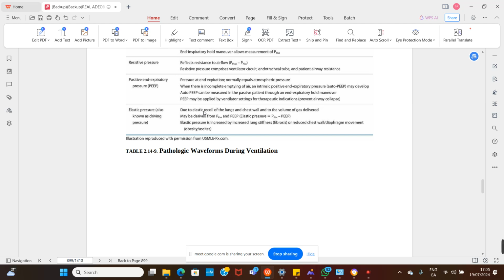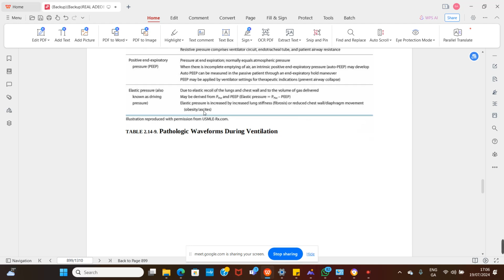So what happens to surfactant in ARDS? It's lost, washed out. What happens to surface tension? It is increased. So surface tension is synonymous to which other pressure? The elastic pressure. So if there's increased elastic pressure, what do you think is going to happen to that lung? Is it going to expand or collapse? It will collapse. So what do you think is going to happen to compliance? If something is collapsing, is it going to be compliant? No, it will be reduced. So compliance reduces. That's the way to look at it.